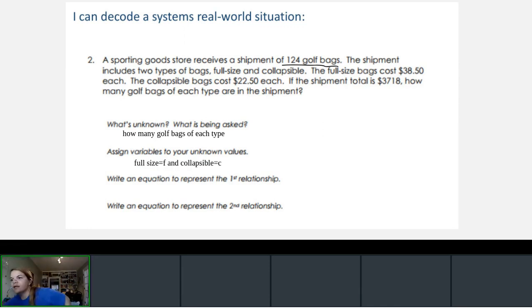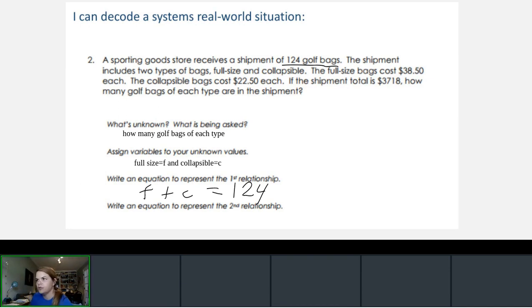So let's write an equation to represent the first relationship. So let's go back and read our problem and find our first relationship. The first relationship says a sporting goods store receives a shipment of 124 golf bags. Okay, there was two types of bags, I had full size and collapsible. The total number, if I add the full size and the collapsible together, I had 124 bags in total. F plus C equals 124.